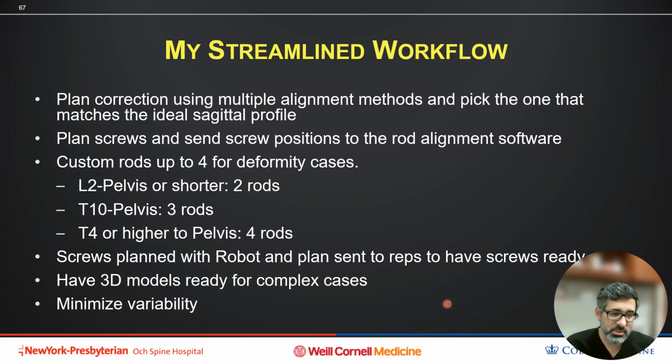And typically I use custom rods for essentially all my cases, and depending on how big the case is, I may have 2, 3, or 4 rods manufactured. My screws are then planned with the robot, and the screws are all ready to be implanted because I've already planned the screws. And then I have 3D models ready for complex cases when needed. And so putting all of this together, even for very complex cases, can minimize the variability in surgery and can improve significantly the predictability of the outcome that you have and the alignment that you're going to get.